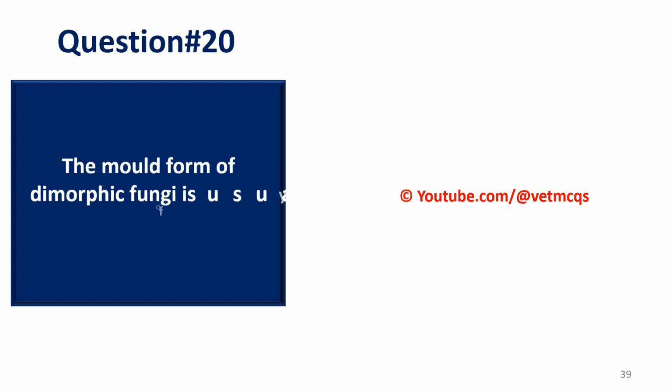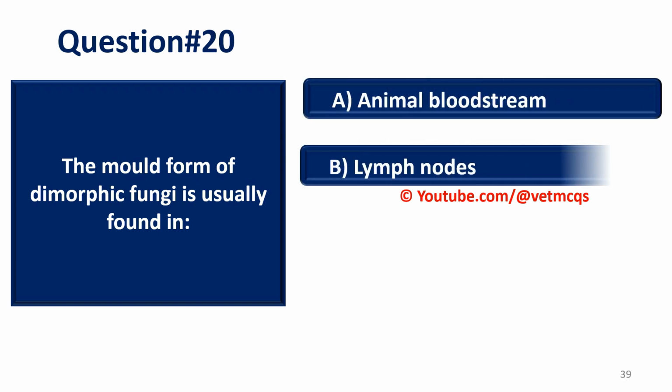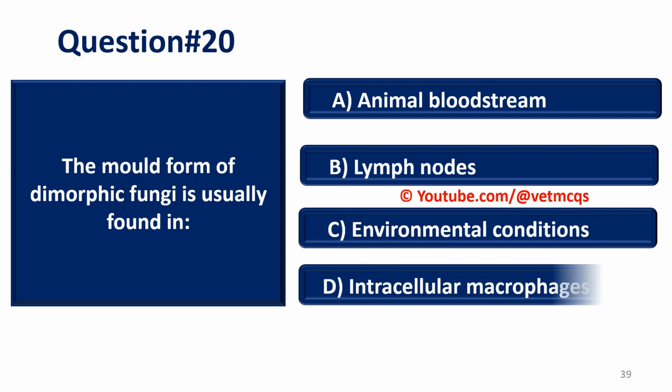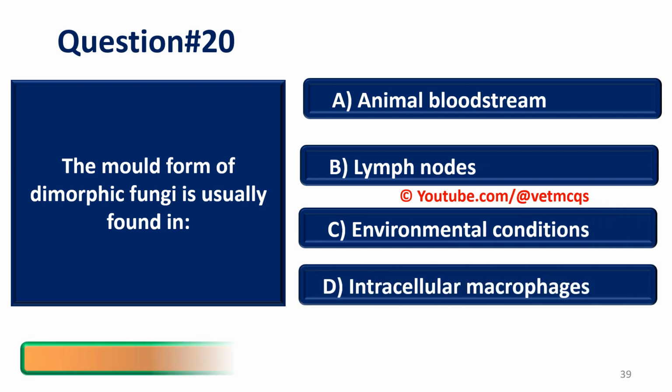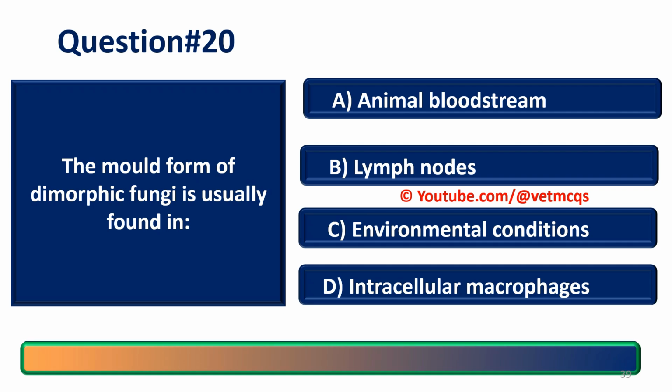The mold form of dimorphic fungi is usually found in animal bloodstream, lymph nodes, environmental conditions, intracellular macrophages. And the correct answer is option C, that is environmental conditions.